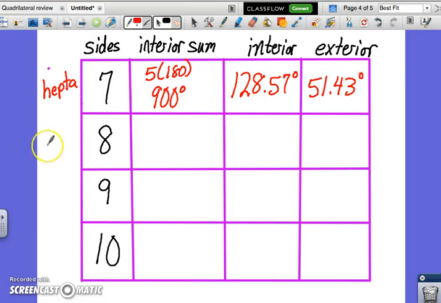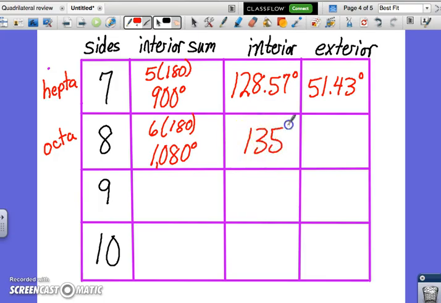So the next one, 8. The prefix for this one is octa, so it's an octagon. It's going to be 6 times 180, which means we're looking at 1,080 degrees. 1,080 divided by 8 gives us 135 degrees. And whether we go 360 divided by 8, or 135 plus what equals 180, either way we find that the exterior for a regular octagon is 45 degrees. Now remember, these interiors are only for regular figures.